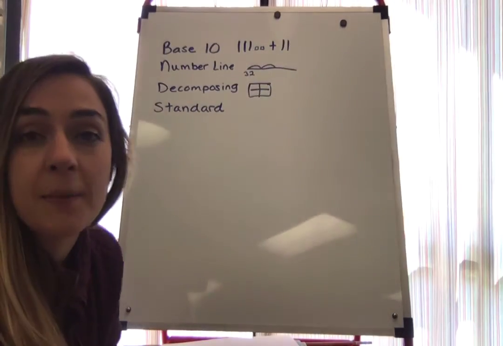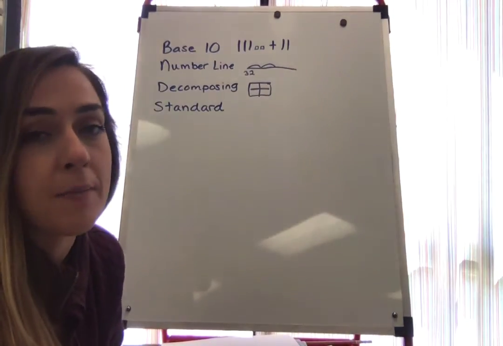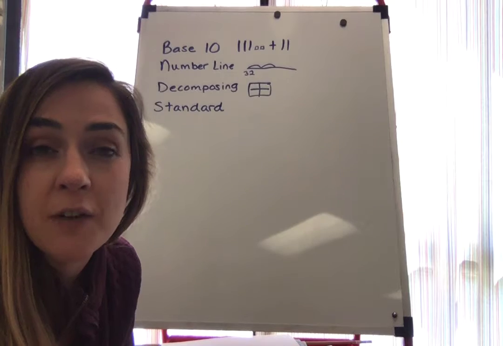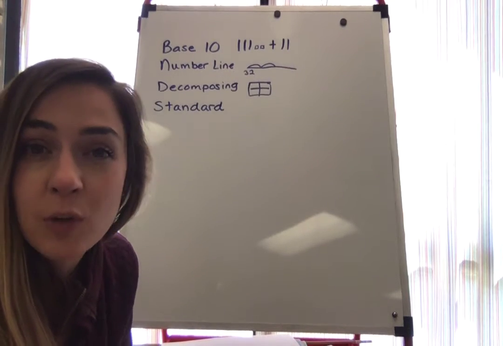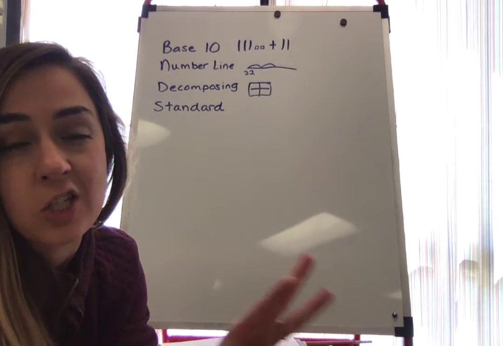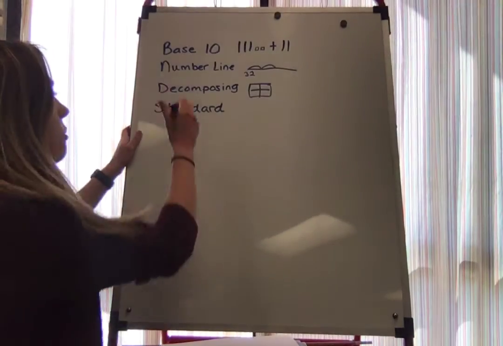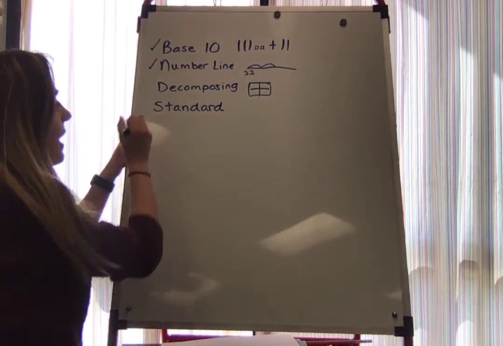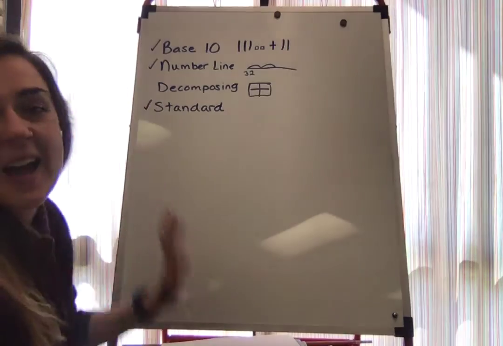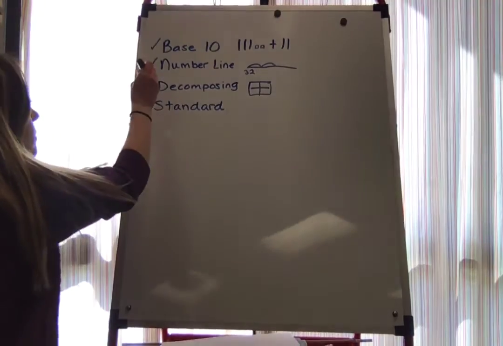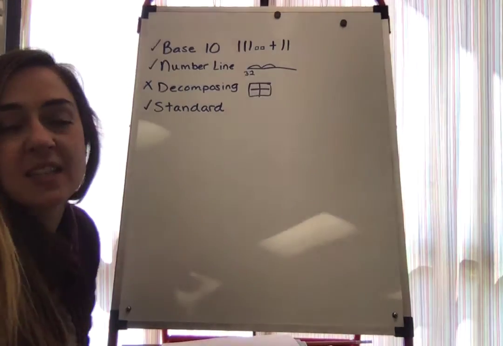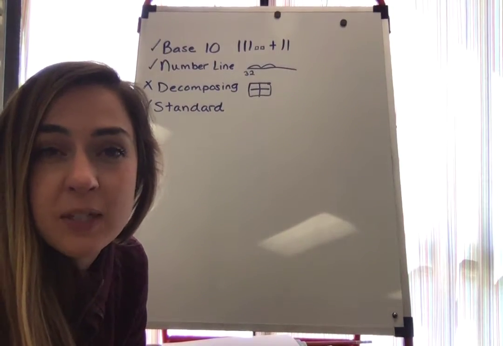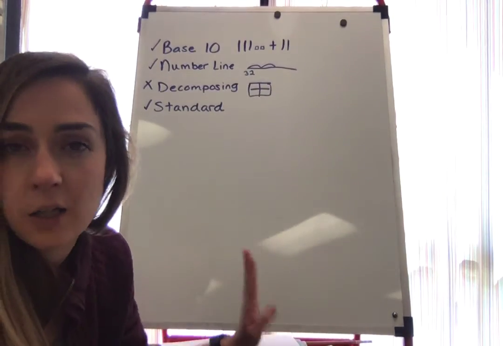Now, we are going to talk about how to solve a subtraction problem. When you are solving subtraction problems, you are going to use 3 different strategies, not 4. So you'll use base 10, number line, and standard algorithm, not decomposing. It just gets a little bit too confusing with decomposing, and so we're just not going to do it.